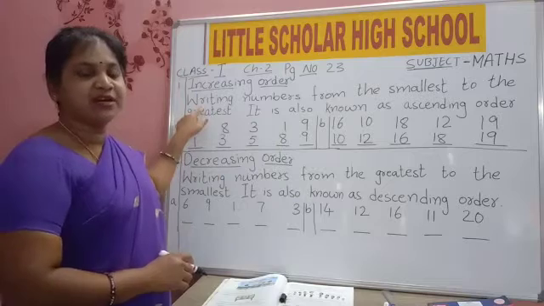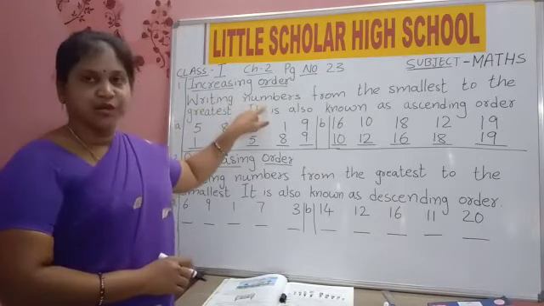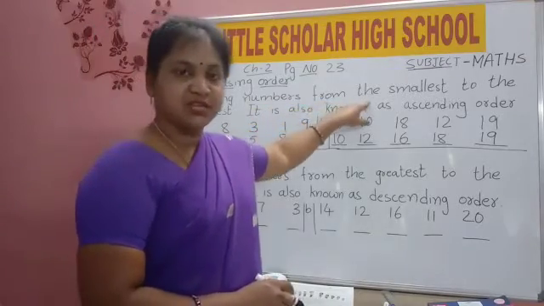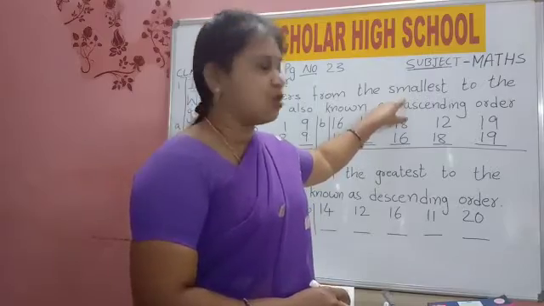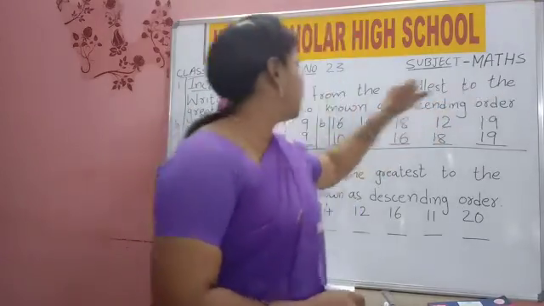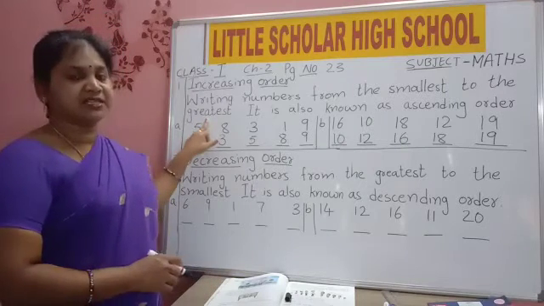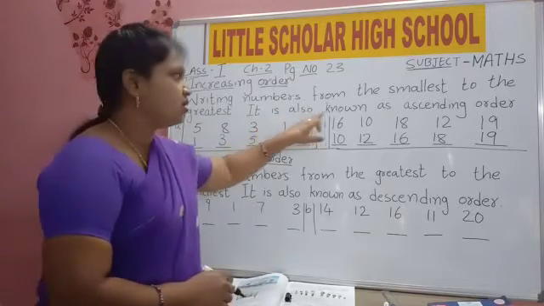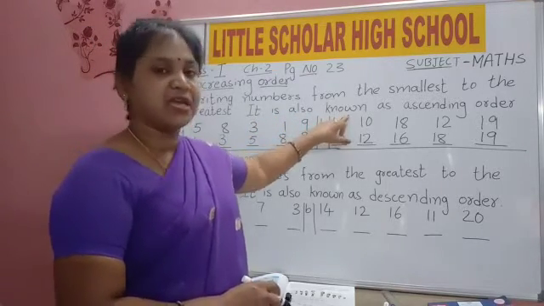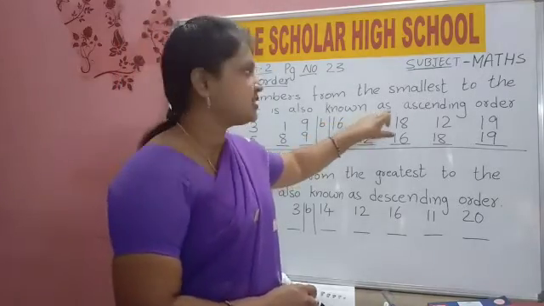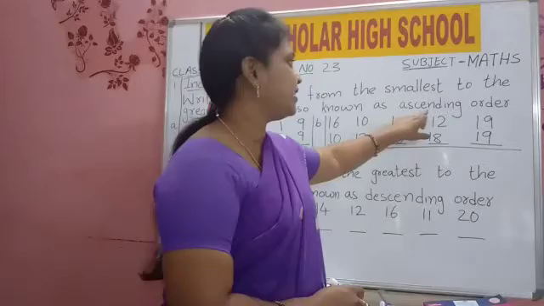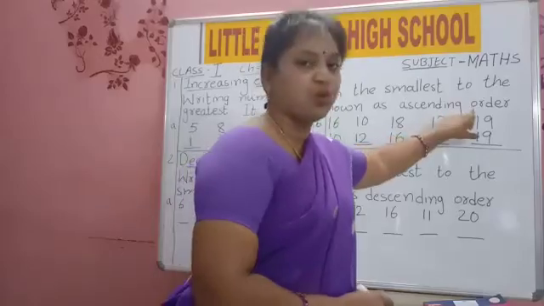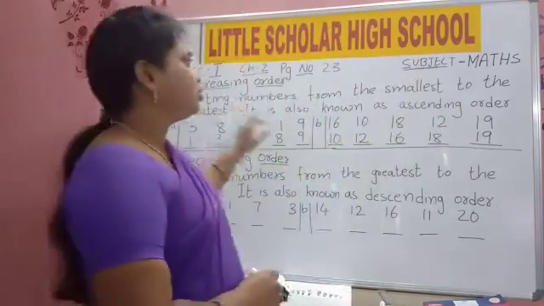Read the spelling: WRITING, writing. NUMBERS, numbers. FROM, from. THE, the. SMALLEST, smallest. TO, to. THE, the. GREATEST, greatest. IT, it. IS, is. ALSO, also. KNOWN, known. AS, as. ASCENDING, ascending. ORDER, order. So you try to read this.